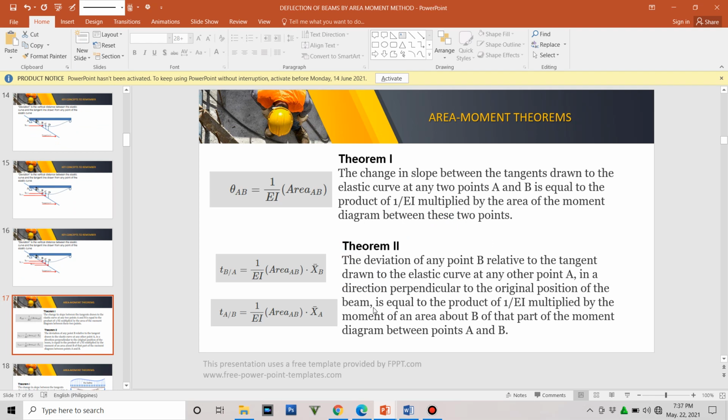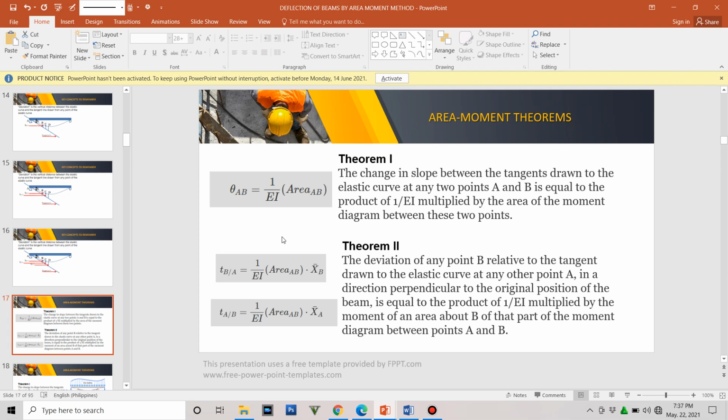So, we now proceed to the area moment theorem. Actually, we have Theorem 1 and 2. I will not show you the derivation anymore. I will just supplement it with another video with the derivation of this. So, simple lang naman ng theorem, no?